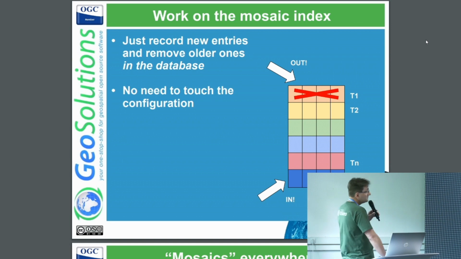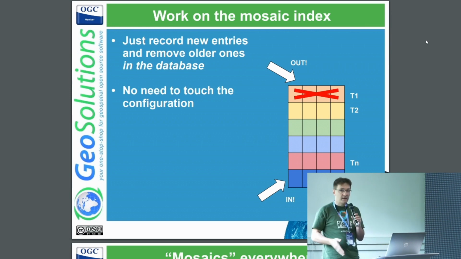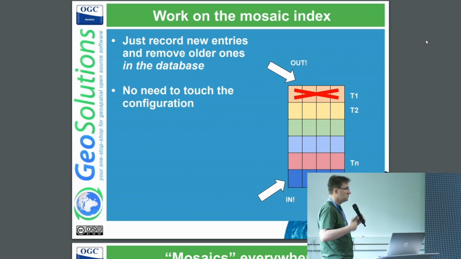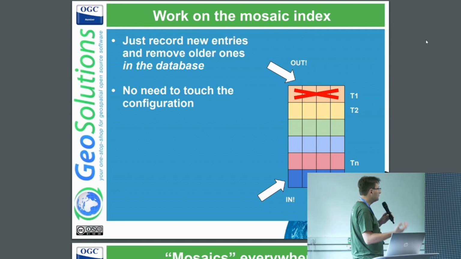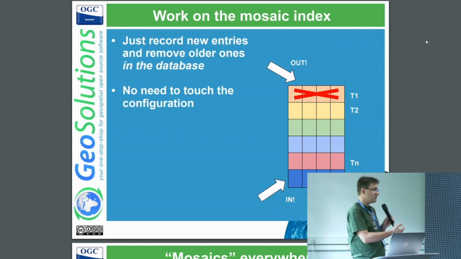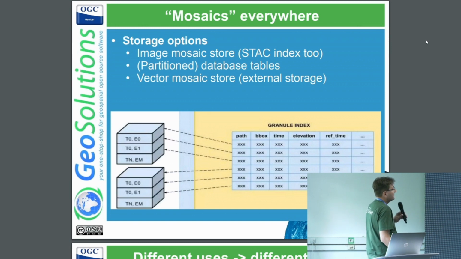As new data comes in, you typically use a window. So you register new data in whatever data structure you're using, and you probably delete old data, but your layers stay the same. It's the dimensions attached to the layers that do change. So times, elevations, runtimes, and so on. And you don't really need to touch the configuration. You just need to touch the registration in the database of the data slices that you add and remove all the time. To do that, you use mosaics or partitioned database tables.